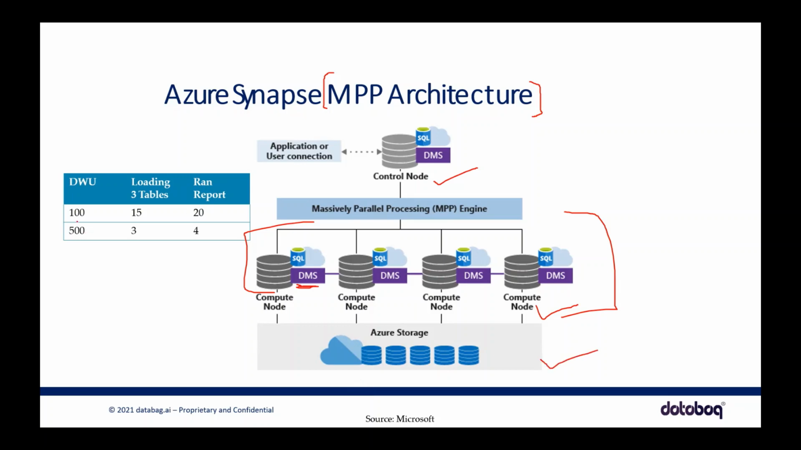Here, like I said, DWUs are very important. Let's say you have provisioned 100 DWUs, and loading 3 tables might take 15 minutes, and running a report might take 20. If you want to improve the loading time and the reporting time, you need to increase the DWUs. If you increase the DWUs from 100 to 500, it might reduce to 3 minutes, or 4 minutes. You see, you have a huge difference. Like I said, the performance depends completely on the DWUs, and the cost is also directly proportional to the DWUs. If you have more DWUs, you have more cost.